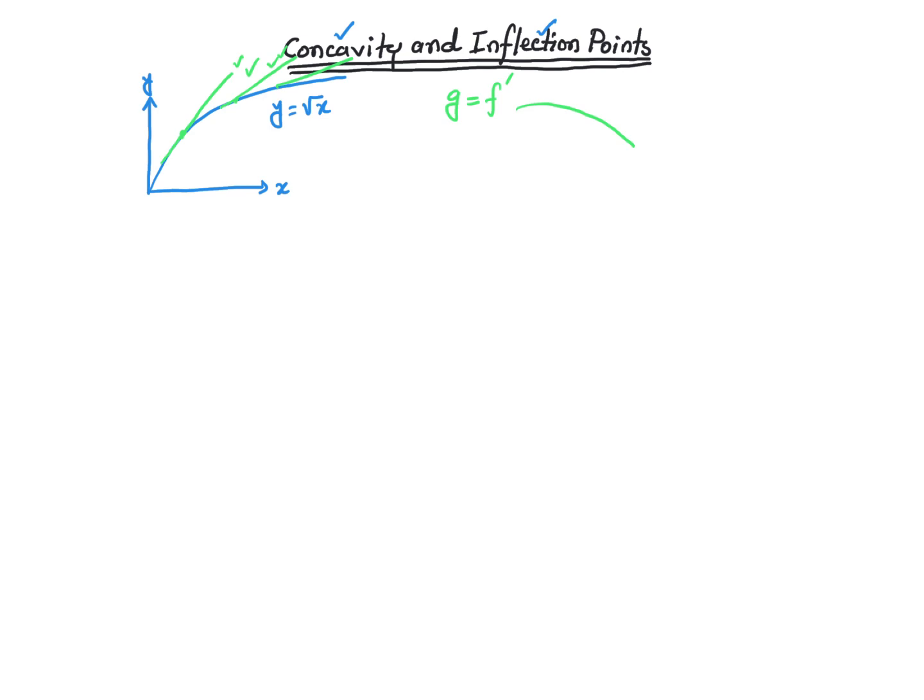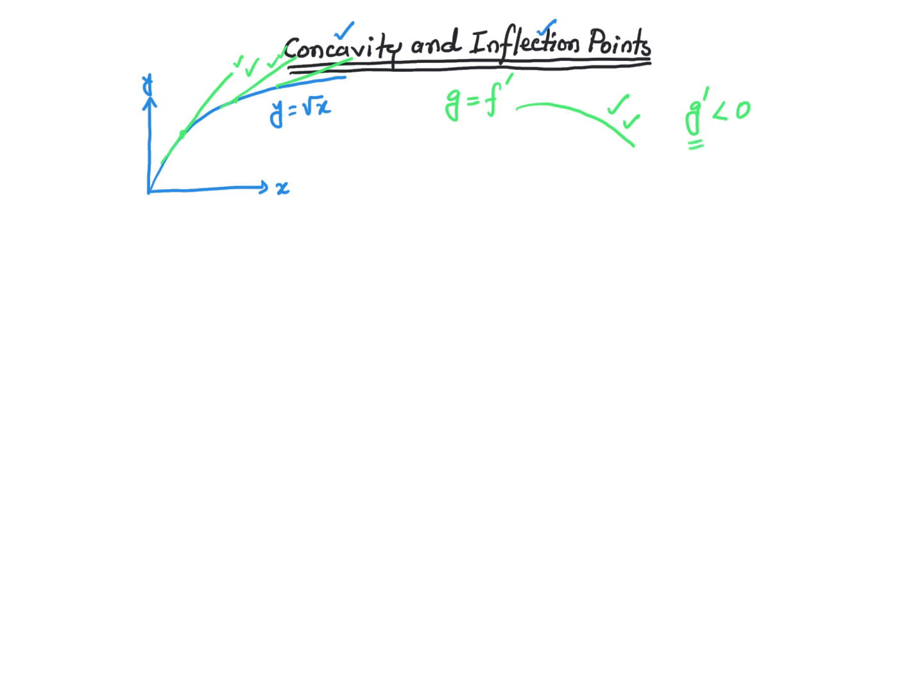Now, let's go ahead and use this as my new function, and I'm going to take the derivative of it, or find the derivative of g. Now, this graph is going down, so the derivative must be less than 0. That's something you already know. If a function is going down or decreasing, then the derivative is negative.